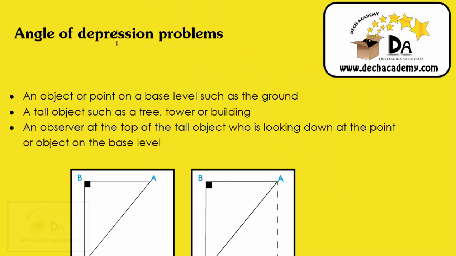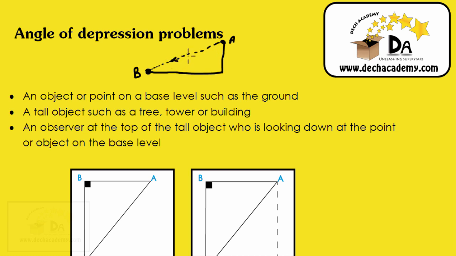Angle of depression problems take the basic form where there's an object or point on a base level such as the ground. So you usually have a flat or horizontal ground level, and you have an object on that ground, so I'll call that object B. And then you have a tall object such as a tree or a tower or a building, usually vertical. And then you have an observer at the top of the tall object, who will be looking down at the object on the ground.